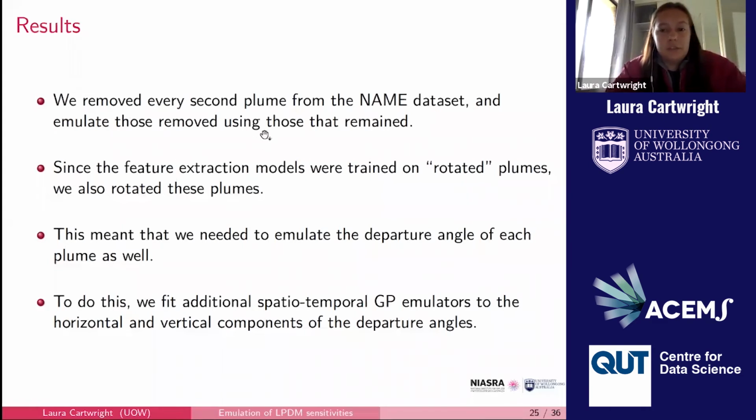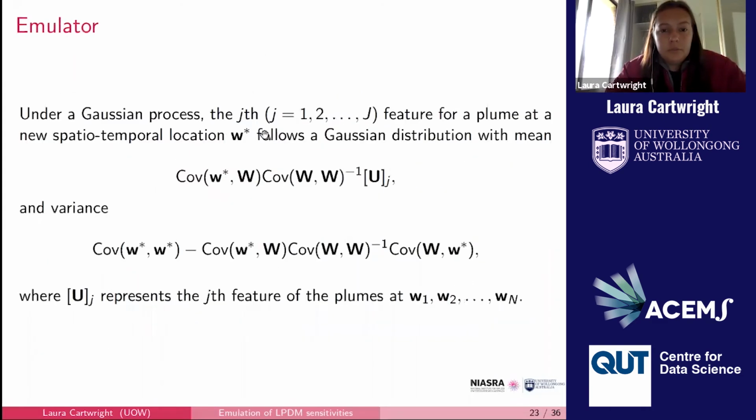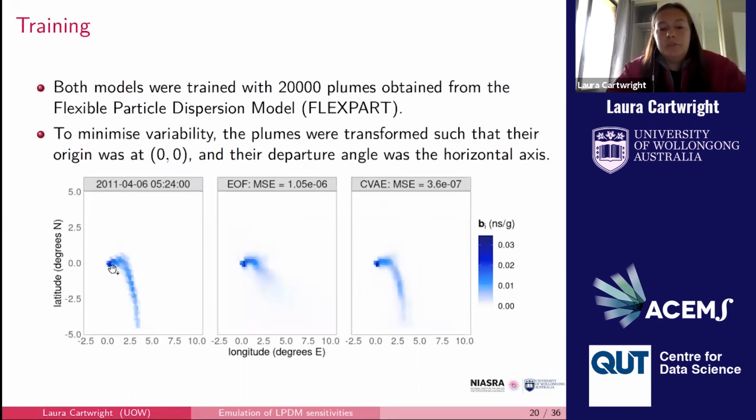And something I should have mentioned before: when I did this, the plumes on their own weren't just nicely facing out from zero and centered on zero. I transformed the origin to zero for each of the plumes. And then I also rotated them so that their departure angle was the x-axis. The reason I did this was just to reduce the amount of variability that my feature extraction methods had to capture, because if you remove some of the direction, you're able to capture other information, so you can get more work.